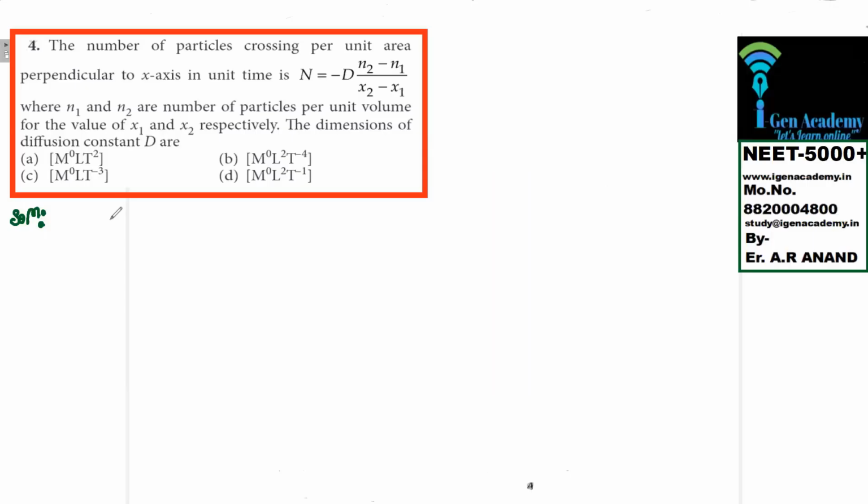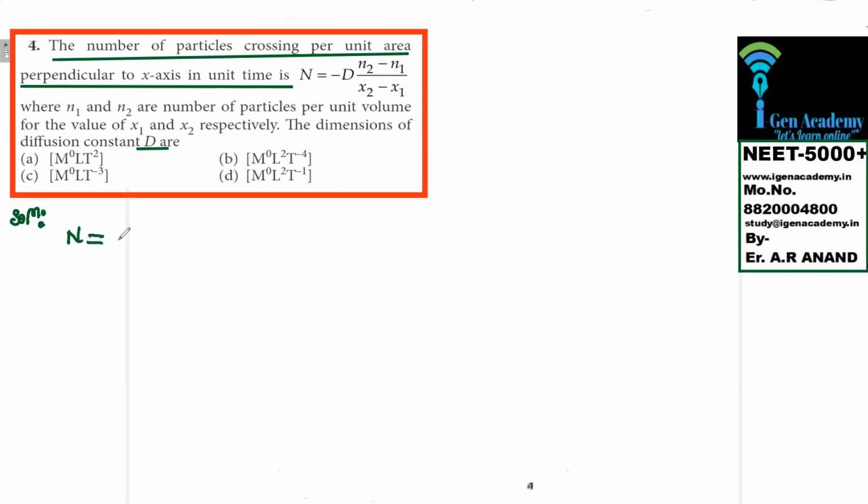Question number 4. It says the number of particles crossing per unit area perpendicular to the x-axis in unit time is given by this equation. Now we will see, they have given n1 and n2 as the number of particles per unit volume for the values of x1 and x2 respectively. The dimensions of the diffusion constant D, that's what they are asking. Okay, perfect. So let's start solving this question.